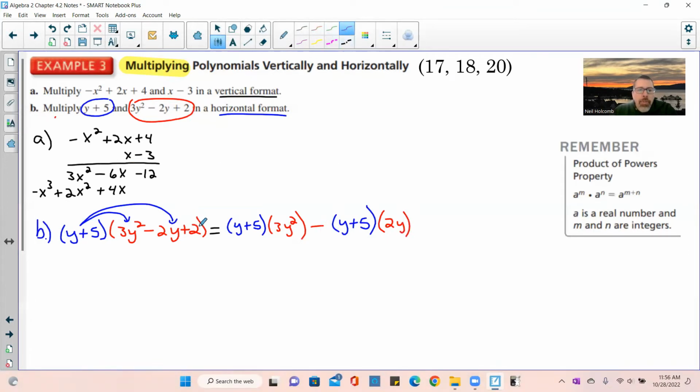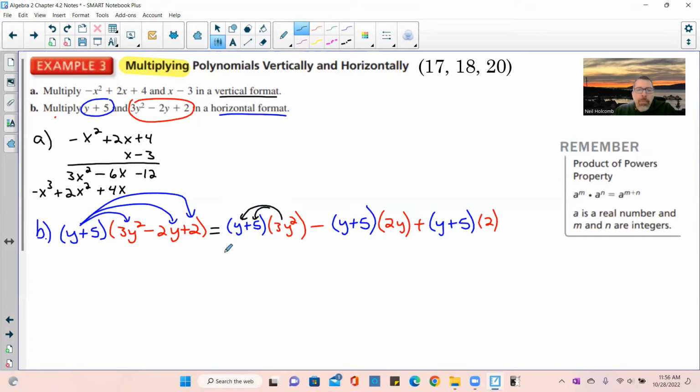And the next term is plus, so that's going to be plus, and we put the y plus 5 times 2, which would be y plus 5 times 2. So it's just the distributive property. This term paired with all three of the other terms, keeping in mind what sign is in front. And now we're going to distribute this here and here.